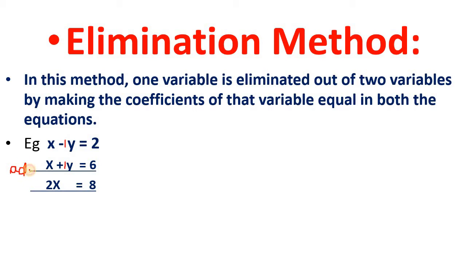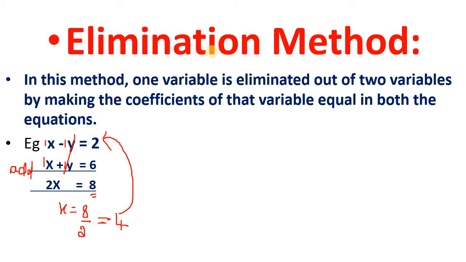Let us add. While adding, we can cancel this plus y and minus y very easily. Now 1x plus 1x is 2x. Next, 2 plus 6 is 8. Then we will solve for the value of x. So x is equal to 8 by 2, which is equal to 4. Then we will substitute the value of x in any one of the equations, and then we will find the value of y.